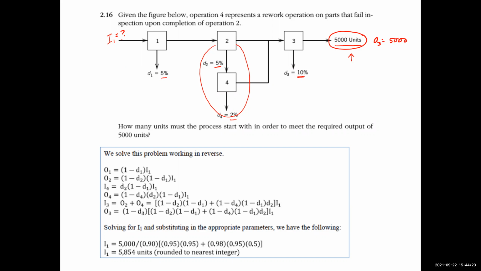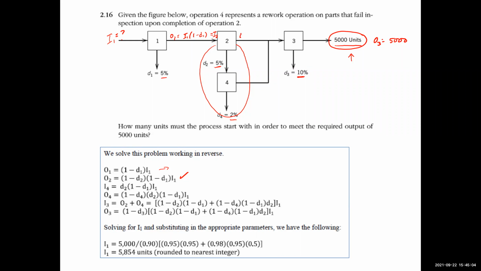So we start looking at the output of each one of the stations, and we can show the formulas for those. So for O1, we know that what we're going to get is what's not going in this direction, right? So that's the input of 1 times 1 minus D1. And we know that that's going to be equal also to I2. So if you obtain O1, that's going to be the same as I2. In the same process, we can find O2.